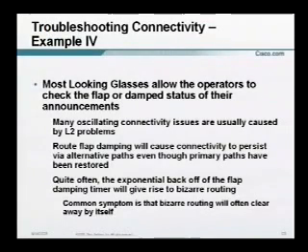Flap damping can cause connectivity to persist via alternative paths, even though the primary paths have been restored. You've got to kind of watch it. The common symptom is bizarre routing that will just clear up automatically in an hour or so. And you think, well, what else is going on here? Okay, so try and be aware of that. And there's not a lot you can do about it.